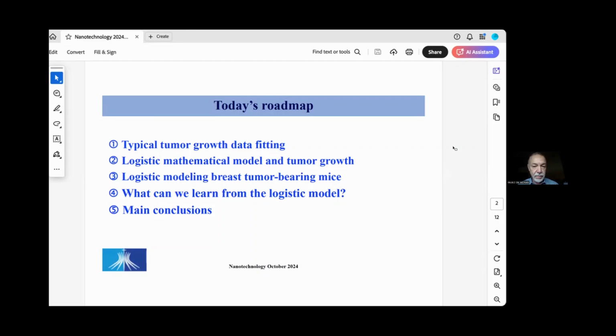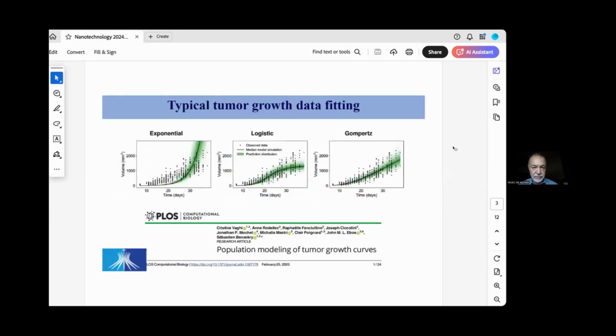And then I will show you how the data were fit using the standard typical logistic model, and how we can extract information from the fitting. And then I will skip to the main conclusions of my talk.